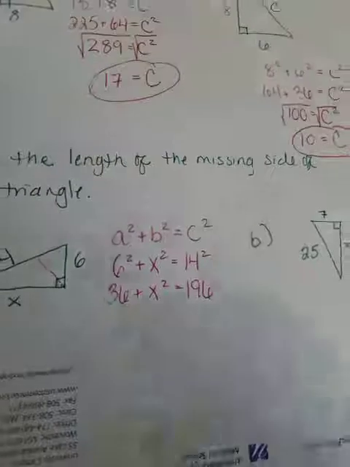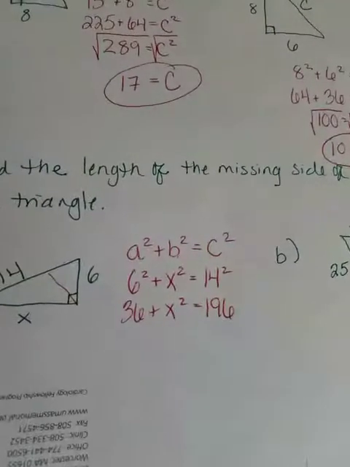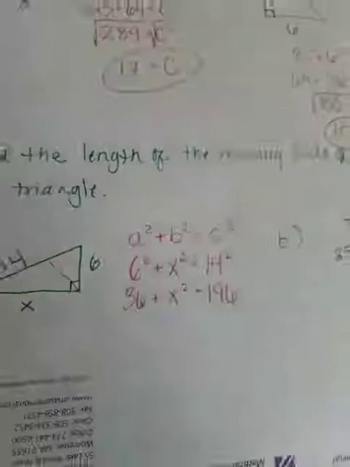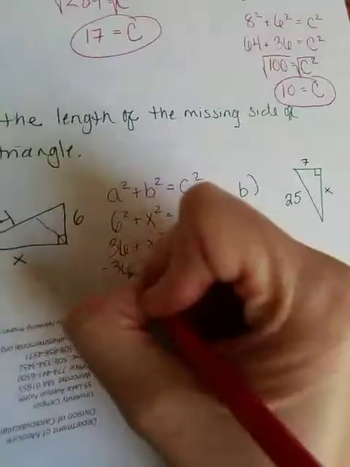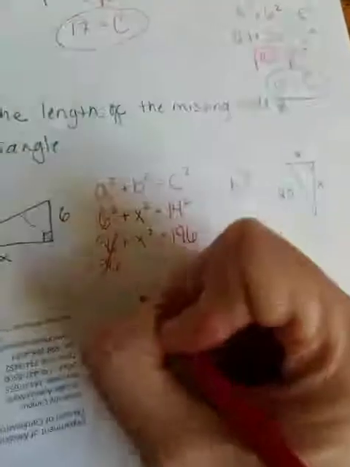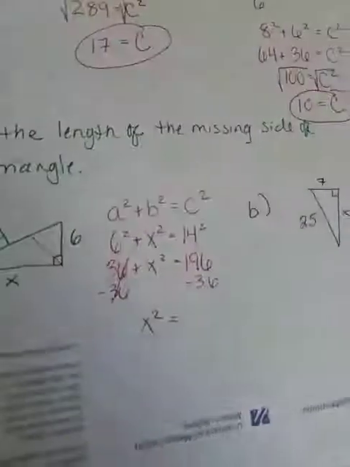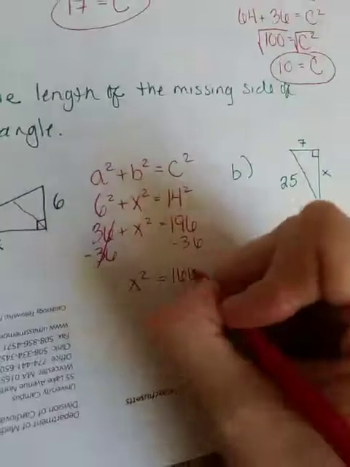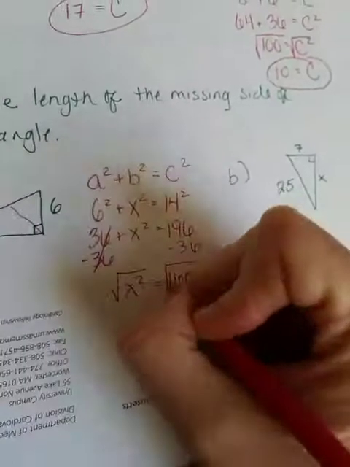So this goes back to what we did over the past 2 days. You have to solve for x squared. So your first step is you're going to subtract 36 from both sides. So that gives me x squared equals 160. All right, we go to take the square root because we're solving for x, not x squared.